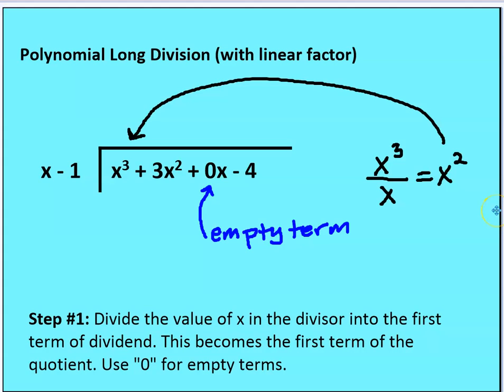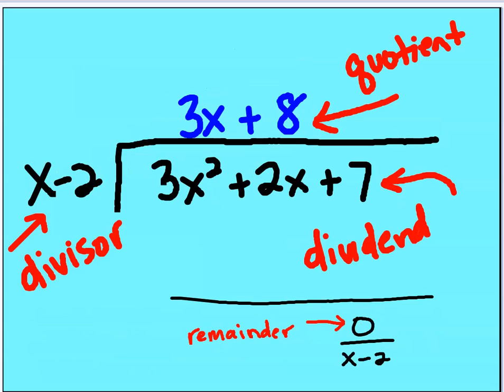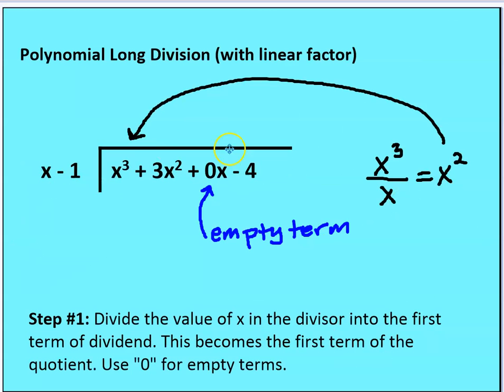All right, so let's go through the process of polynomial long division with a linear divisor, which is x minus 1. All right, so we're going to take the first term in the dividend, and we're going to take the divisor's first term, and we're going to divide the divisor's first term into the dividend's first term. And we're going to get this result, which is x squared. That becomes our quotient, and we're going to place that here.